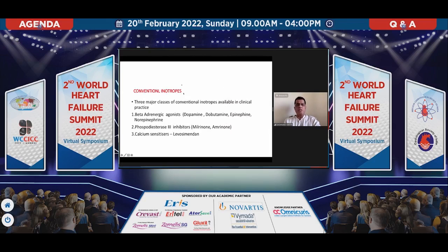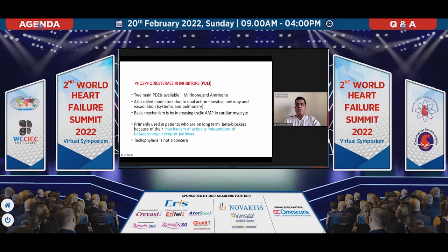What are the conventional inotropes? Three major classes of conventional inotropes available to us are: one, the beta adrenergic agonists like dopamine, dobutamine, epinephrine, and norepinephrine; the phosphodiesterase 3 inhibitors, which are milrinone and enoximone; and the calcium sensitizers, called levosimendan. We don't use enoximone anymore. These are the common phosphodiesterase inhibitors. Out of that, enoximone we don't use at all.